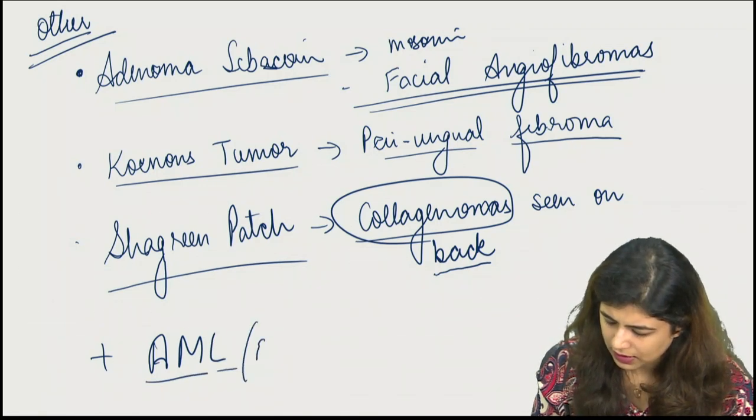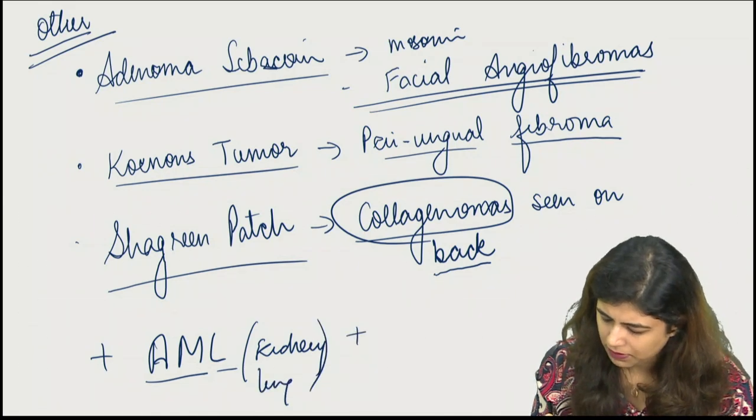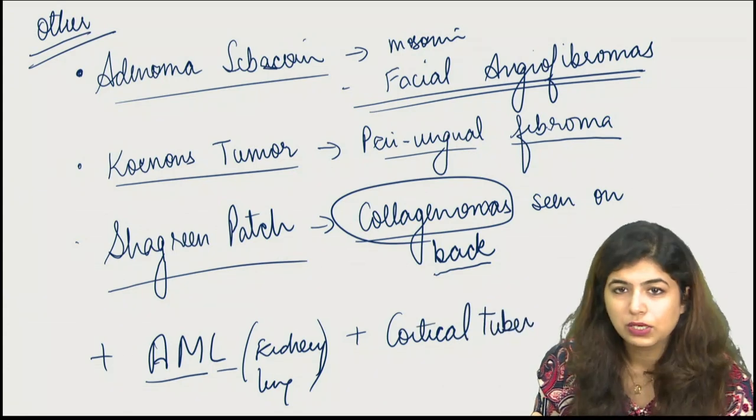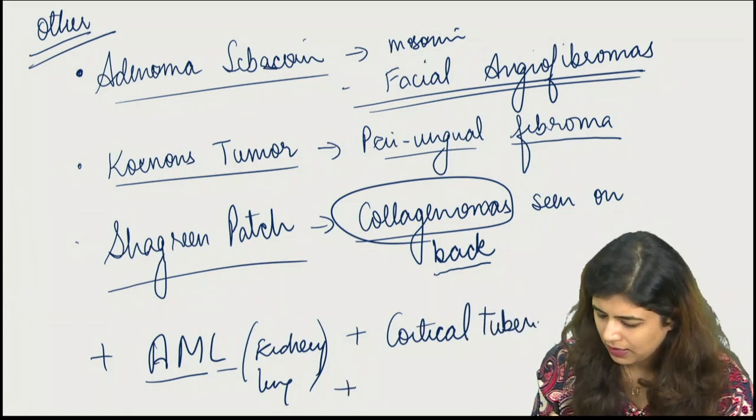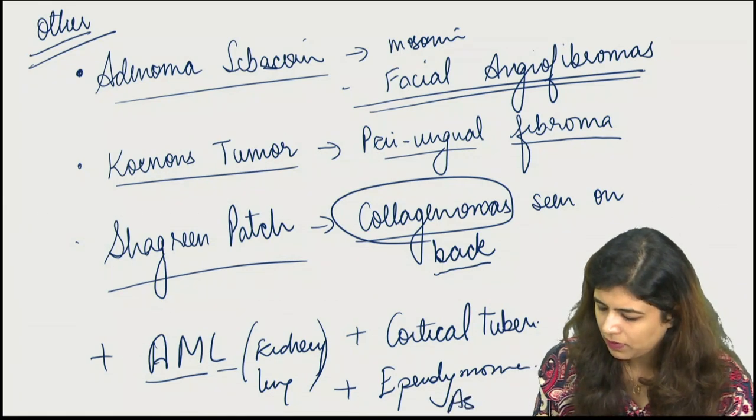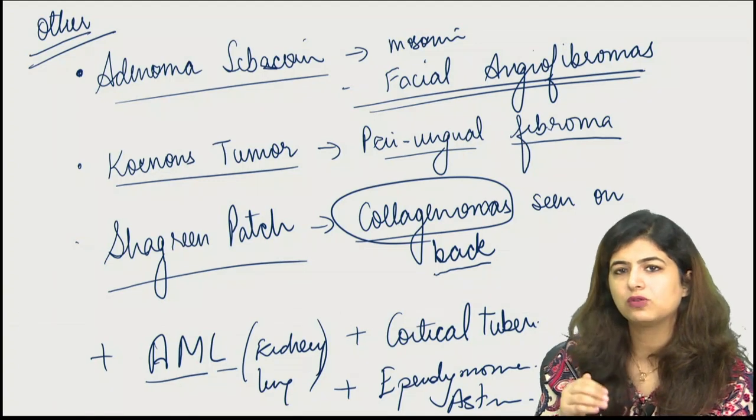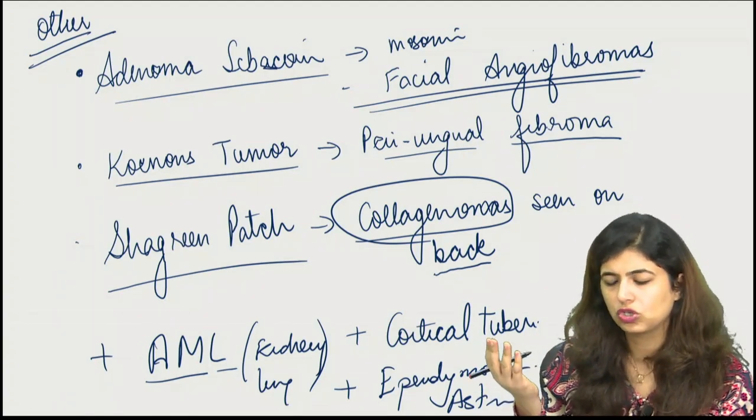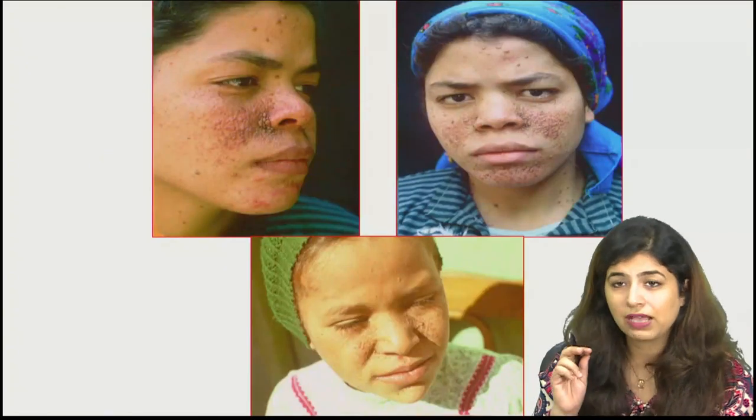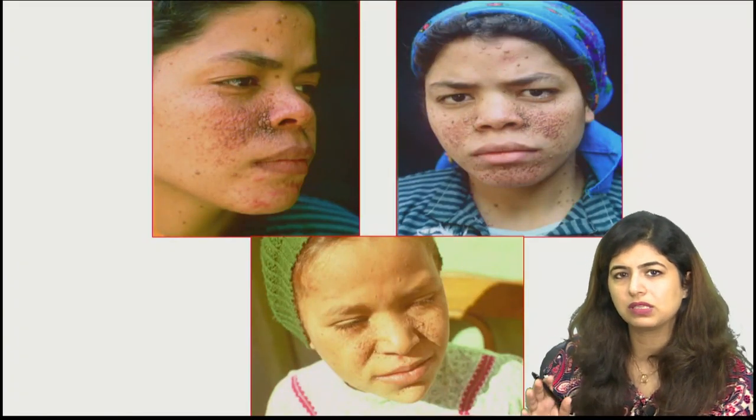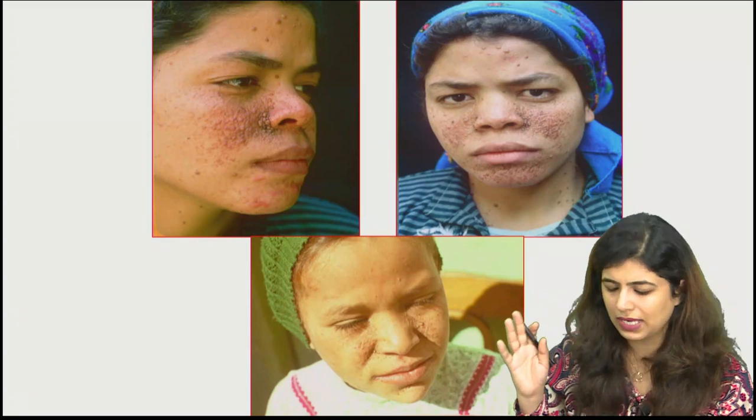So if you notice the similarity, all these are soft tissue tumors, and along with this you see multiple angiomyolipomas in the kidney or the lung, plus cortical tubers, which are tumors seen in the cortex of the brain, and ependymomas, astrocytomas, various other tumors seen in the brain. So this is a disorder where you see a lot of soft tissue tumors. Tuberous sclerosis. I have also included some images. Why? Because in this, all these findings are also asked as images.